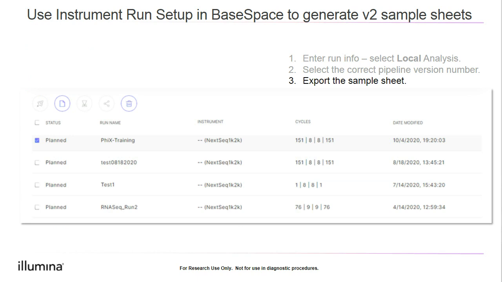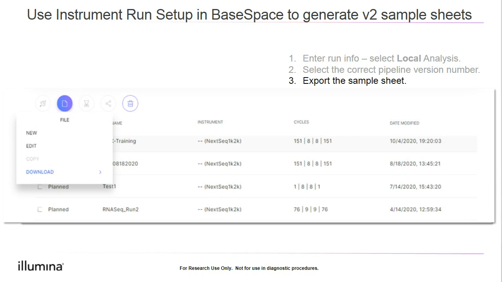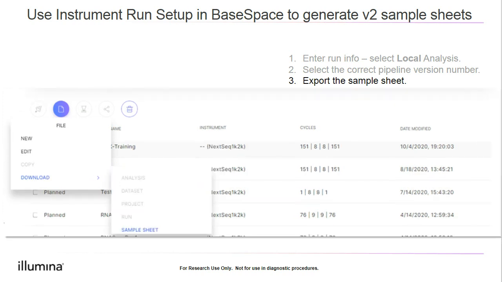After filling out all the required fields and putting the rest of the sample and run information together, for local analysis, you can then export the sample sheet by going to Planned Runs and then exporting the sample sheet by clicking on the run, then clicking on the checkbox next to the run and selecting File, then selecting Download, and then selecting Sample Sheet to export the V2 sample sheet. You can then take it to the instrument where you're planning to run locally.